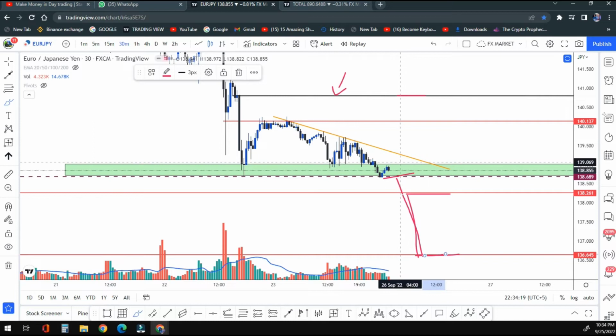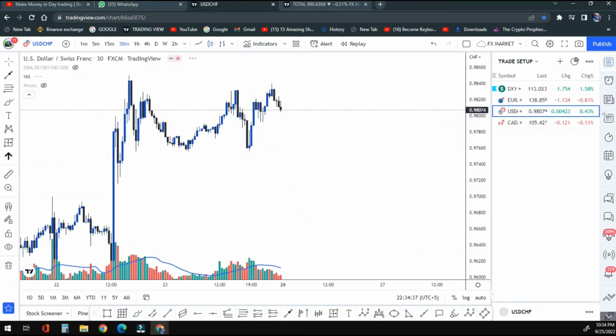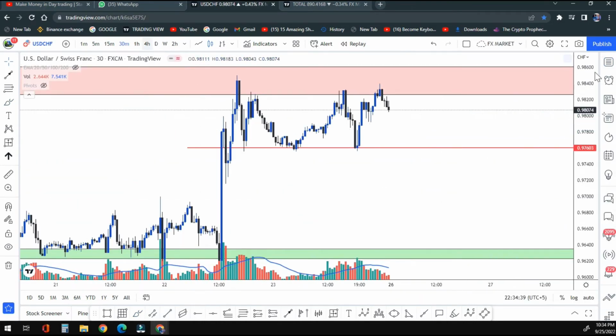But if this does not happen, then you wait for price to come to this level. If it breaks, then you go long. But the market is in a selling trend, so go with the flow of the market. If you have seen a breakout of this structure, go short for this target, and if it breaks, then go for this target.